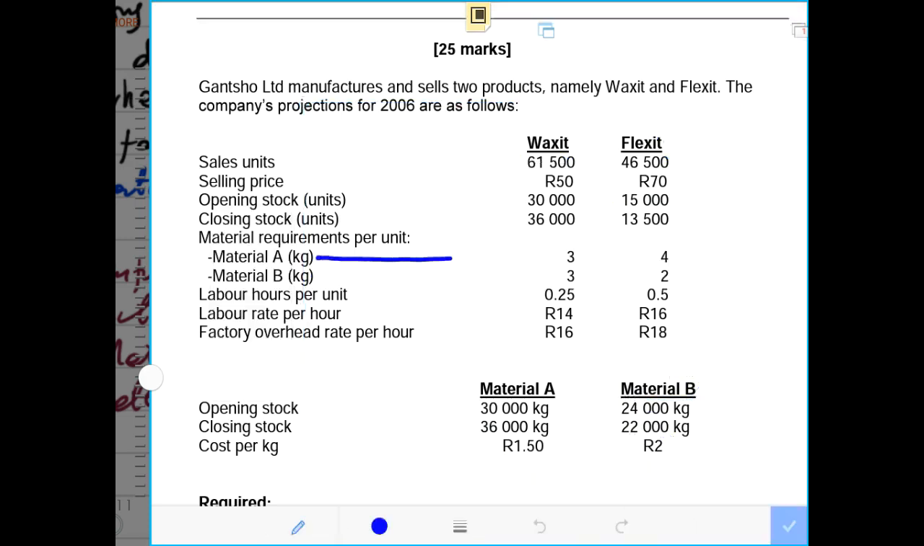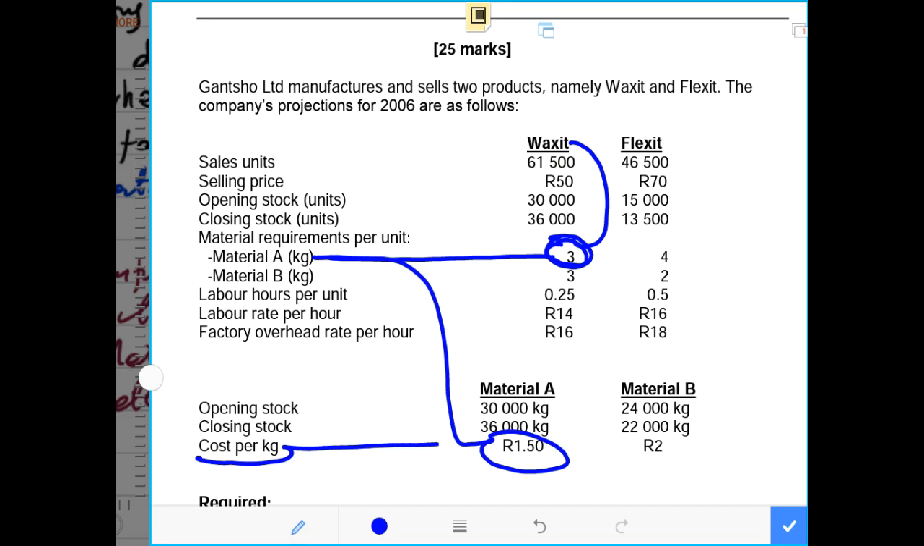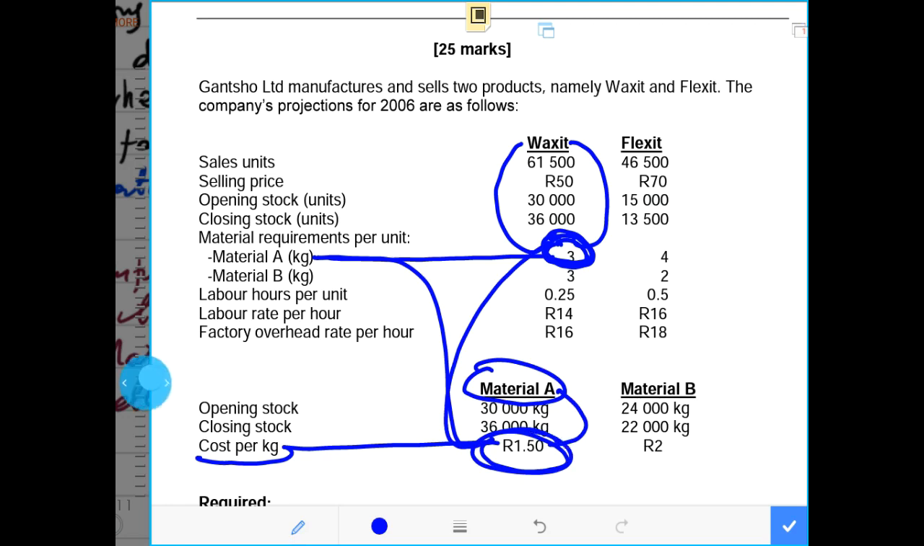Here we have material A. Material A has 3 kgs. That means we need 3 kgs of material A in order to produce product worksheet. And material A is bought at the price of R1.50. This is the cost of material A. So 3 kgs of material A are needed to manufacture product worksheet, multiplied by the cost of material A, which is R1.50.